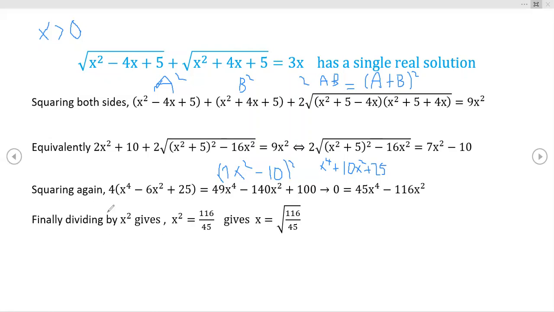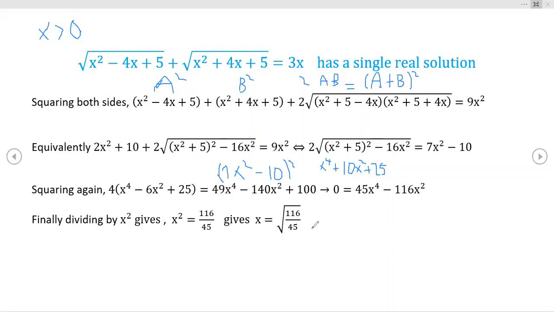Now, if you divide by x squared, you end up with this result right here, okay? You end up with x squared is equal to this. Now, you may say, don't you take the plus and minus square roots? Yeah, you do technically, but we already know that x has to be greater than 0 from the original problem statement. Just think of it like this: if x were less than 0, you would have 3x over here being less than 0.